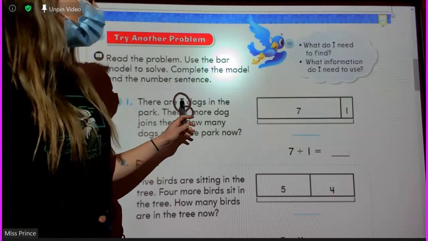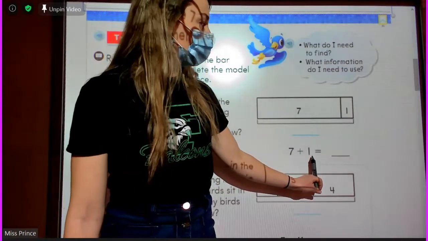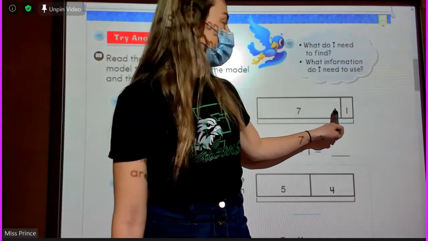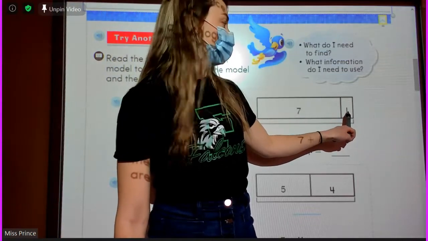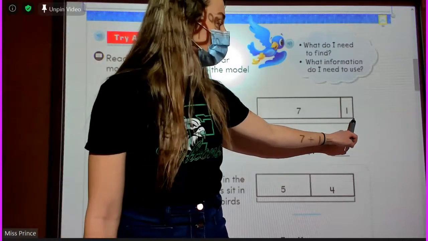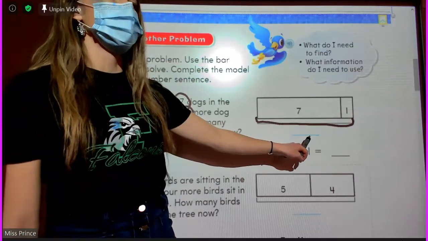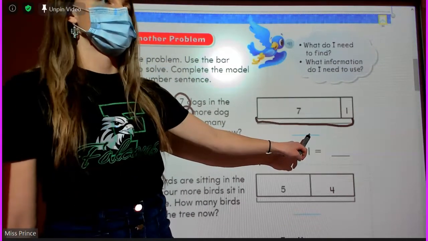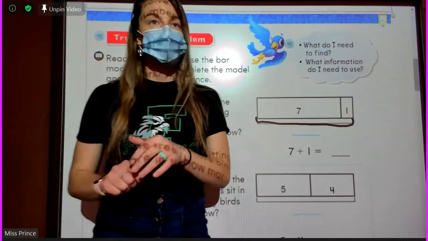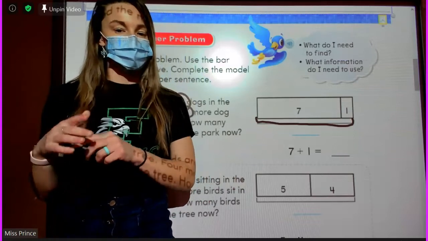Take a look. We're adding these numbers together. 7 plus 1. Look at my bar model. 7 here plus 1 more. All together, we're going to solve how many 7 plus 1 is, and that number is going to go on this blue line. I'm going to give you 10 seconds to figure out 7 plus 1, and then I'm going to call on somebody to tell me the answer. 7 plus 1.